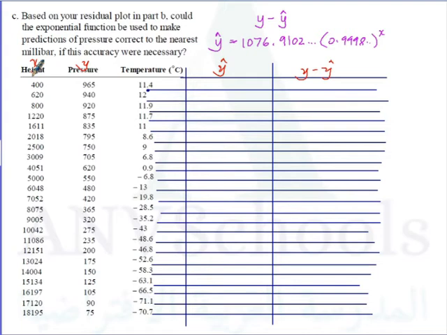Our function is 1076.9102 times 0.9998 raised to x, and our x is 400. So in this case, I want this color, so it's 994.105. So I am going to approximate it to the nearest thousands.